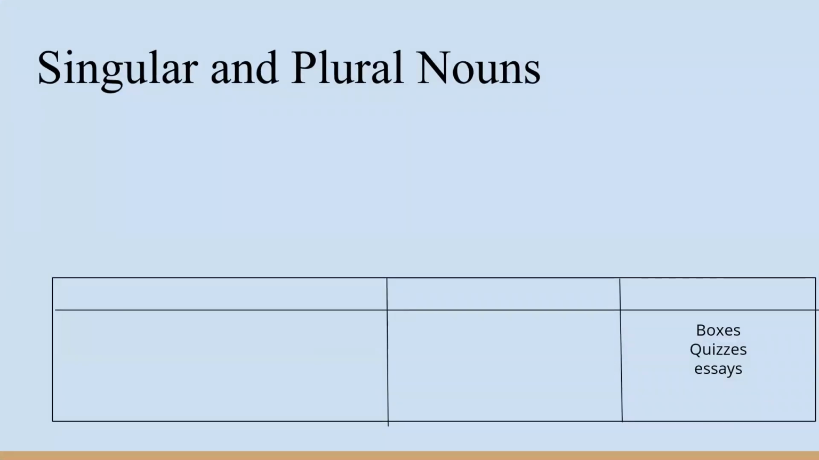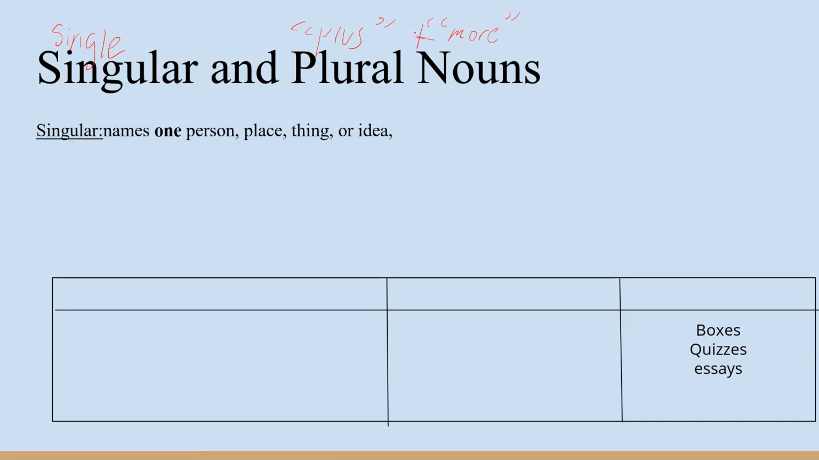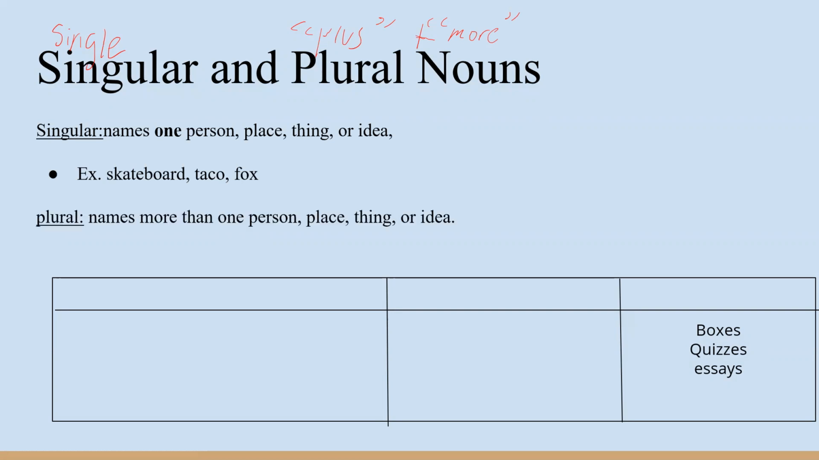So I'm going to start with singular and plural nouns. Singular is exactly what it sounds like. It means single. And plural actually consists of two Latin words, which in English translate to plus and more. And these together mean more than one. So singular names one person, place, thing, or idea. Some examples include skateboard, taco, and fox, while plural names more than one person, place, or thing, or idea.